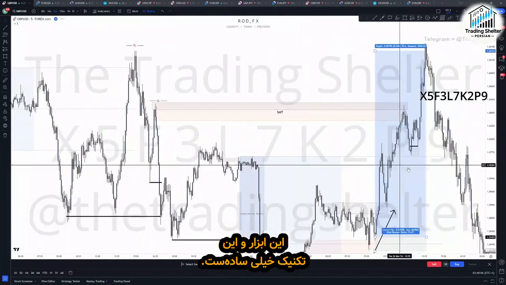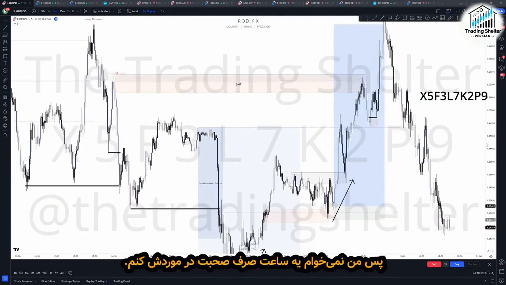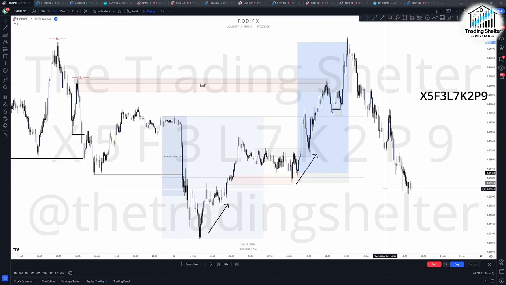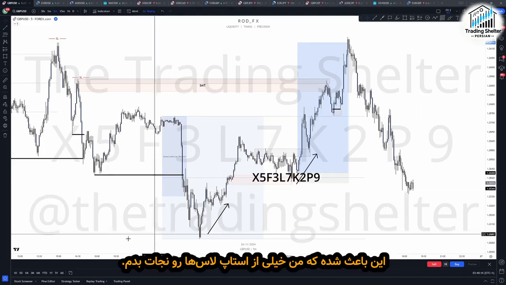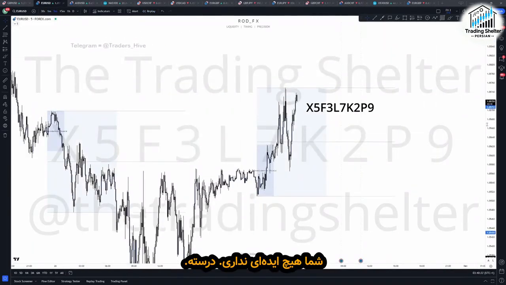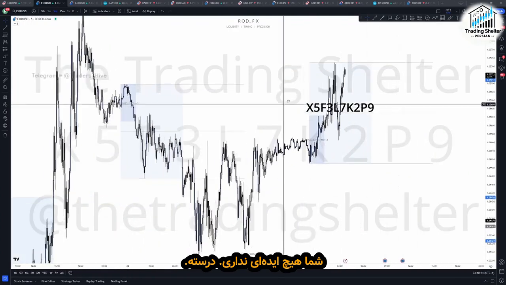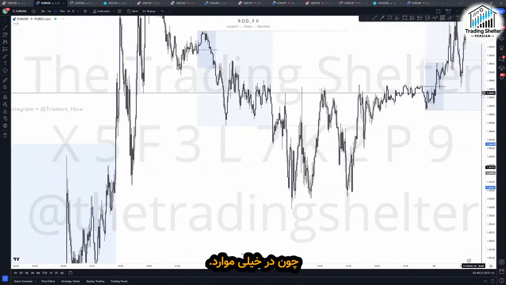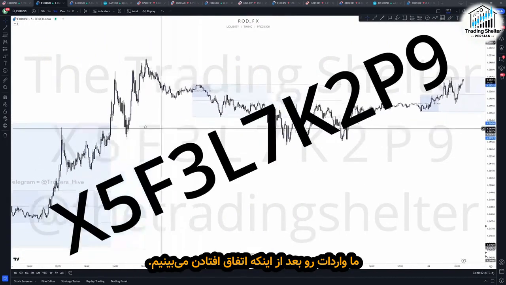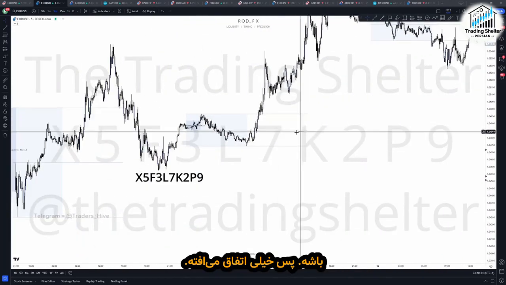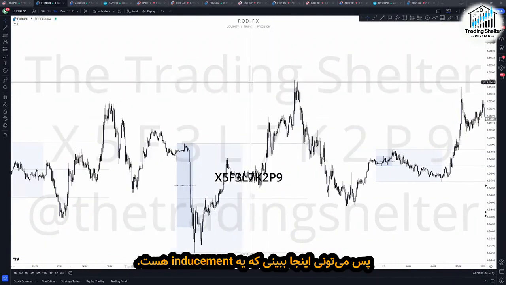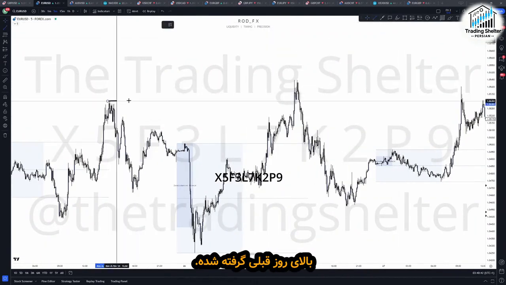This tool and this technique is very simple, so I'm not going to spend an hour talking about it. But what I can tell you is it has saved me so many stop losses. You have no idea, right? Because in a lot of cases, we see the entries after they happen, okay? So it happens a lot. You can see that here you have an inducement, previous daily high taken.